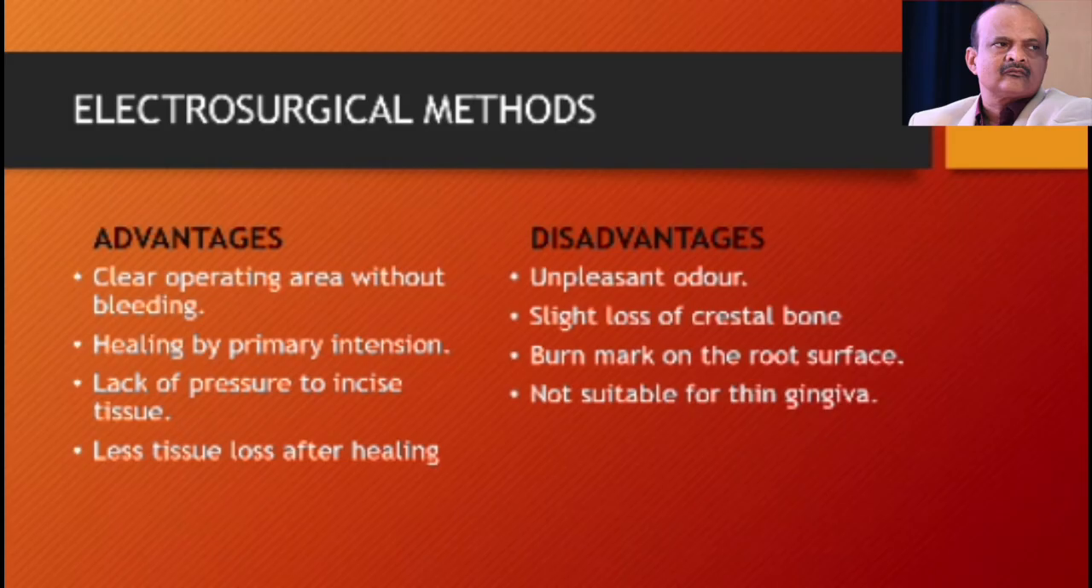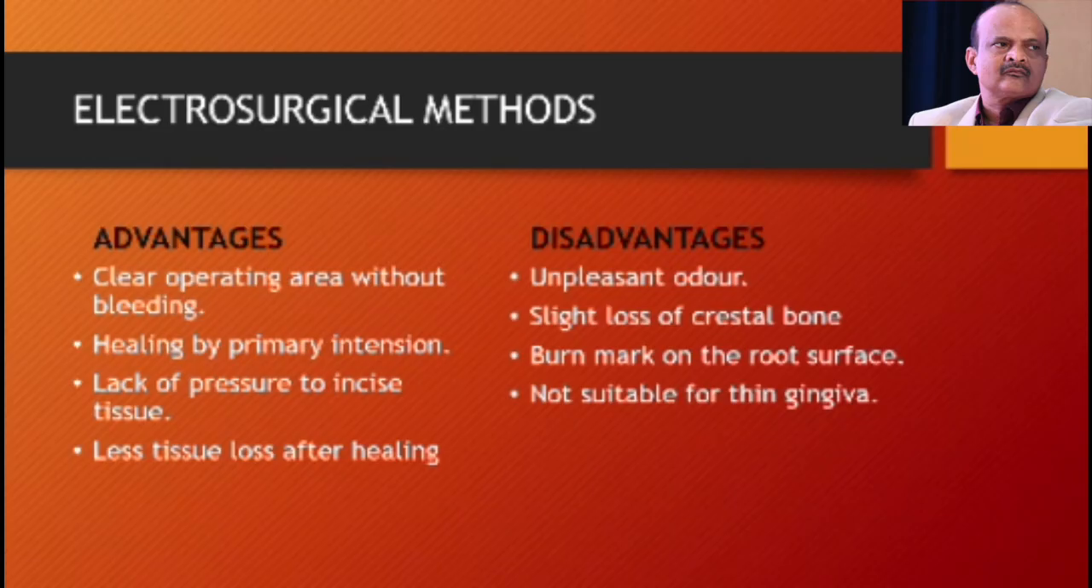The advantages of electrosurgical procedures are a clear operating area without bleeding, healing by primary intention, lack of pressure to incise the tissue, and less tissue loss after healing. It has disadvantages of unpleasant color, unpleasant odor during the procedure, slight loss of crestal bone may be there, burn mark on the root surface may be left over, and it is not suitable for thin gingival biotype.